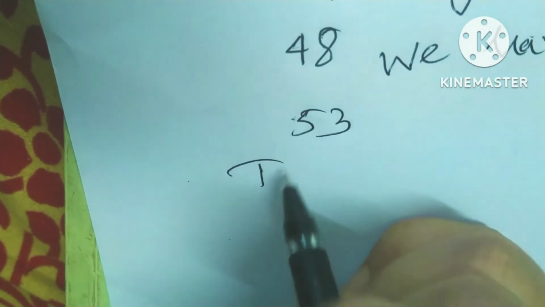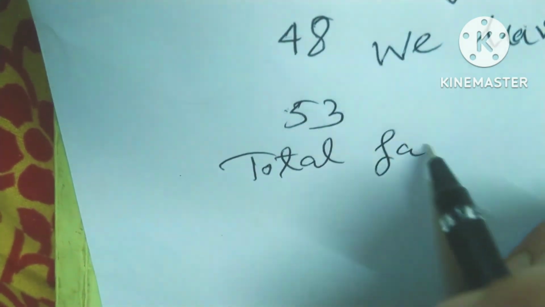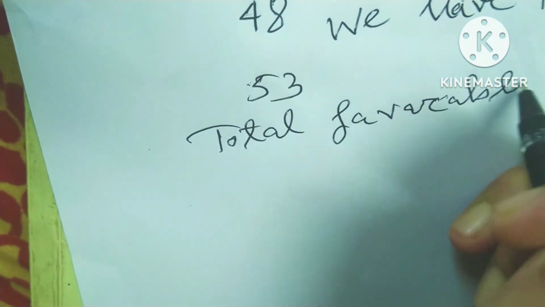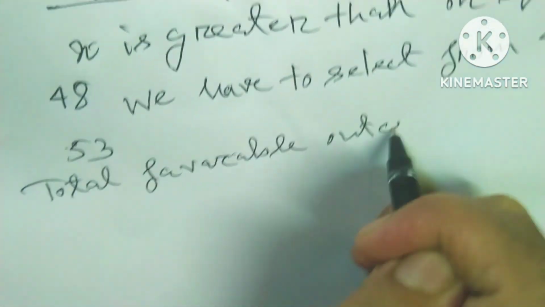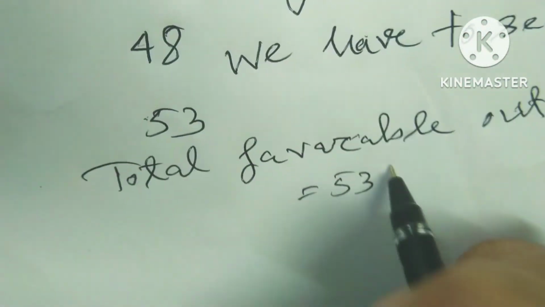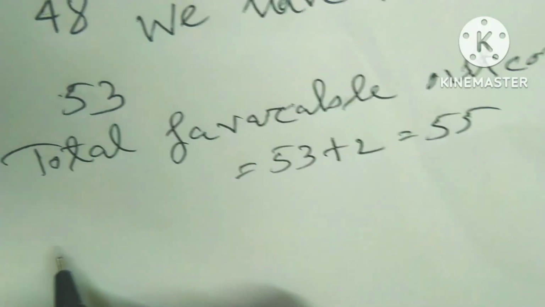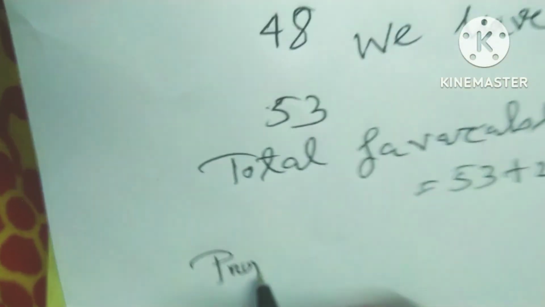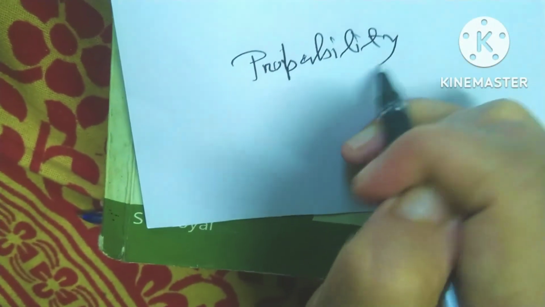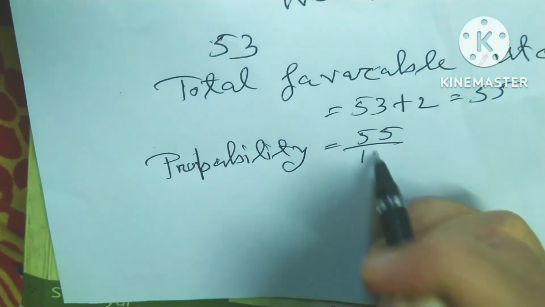So total favorable outcome 53 plus 2 equals 55, and probability equals 55 by 100.